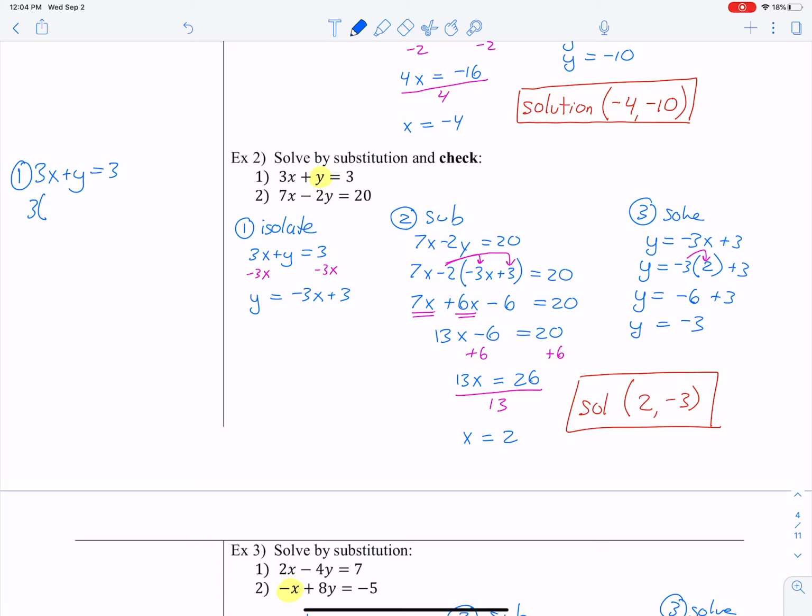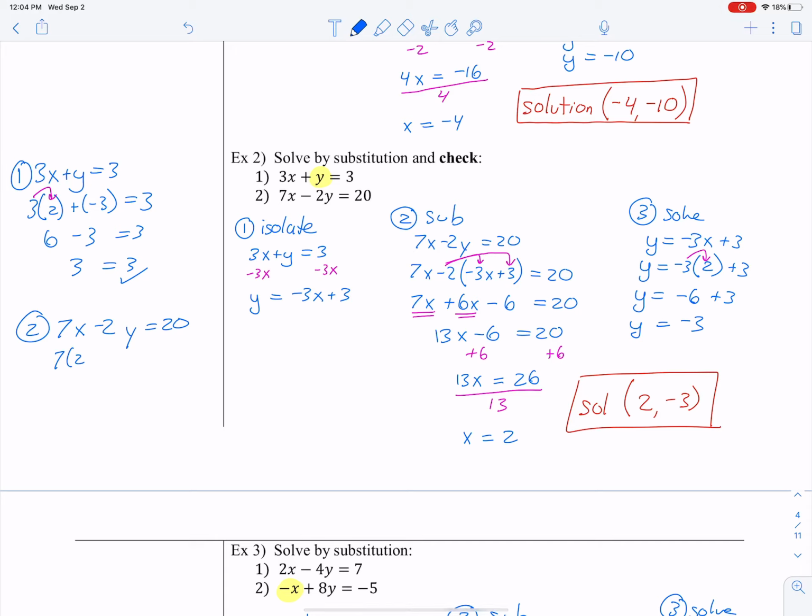So 3 times 2 plus negative 3 is equal to 3. 3 times 2 is going to give me 6 minus 3 is equal to 3. So you get 3 is equal to 3. So that one works out. Then you take your second equation, 7x minus 2y is equal to 20. And you're going to put your solution into that one too.